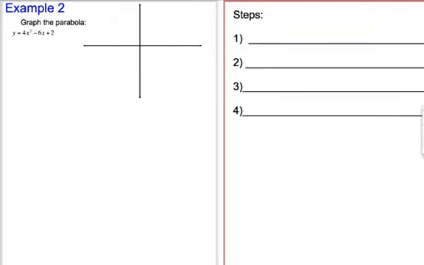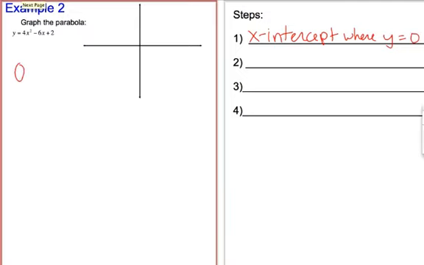So we're going to graph the parabola, and we're going to record the steps. So remember, our first step is to find the x-intercept, where y equals 0. So I'm going to put 0 in for y, and I'm going to figure out what x has to be. So remember, your 2 options here are factoring or quadratic formula.